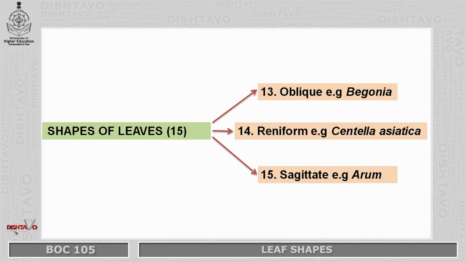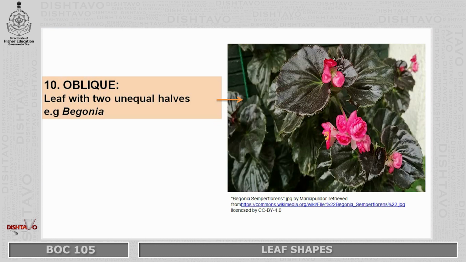Then lastly we see the three types of shapes: oblique, reniform and sagittate. Oblique we see, example is Begonia, reniform Centella asiatica, sagittate is Arum. We see the details of these three. We see oblique with two unequal halves of the leaf. You can see in the picture there are two unequal halves of Begonia leaves. This gives them a very oblique shape.